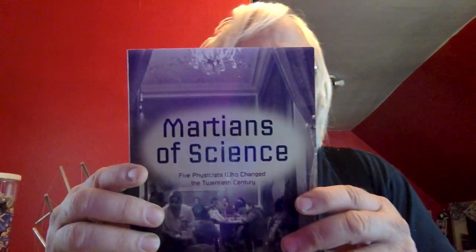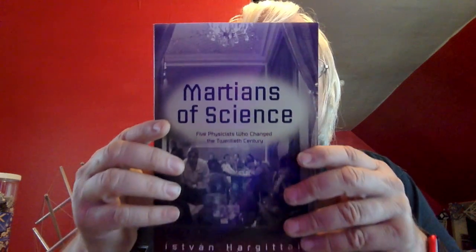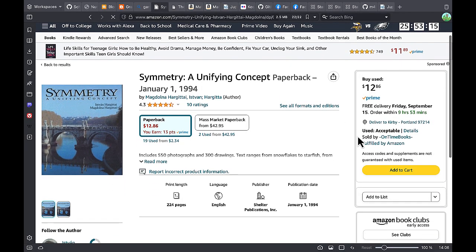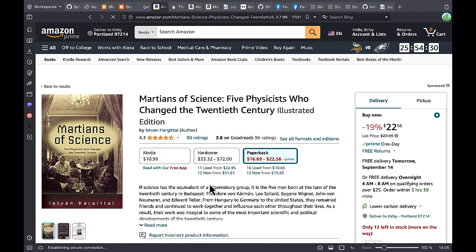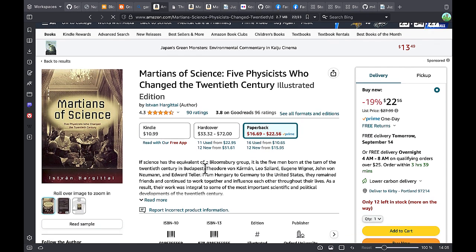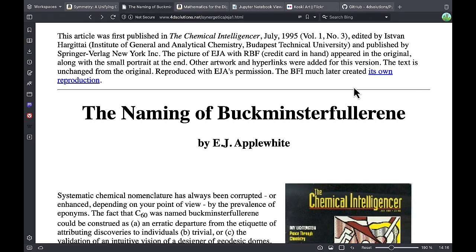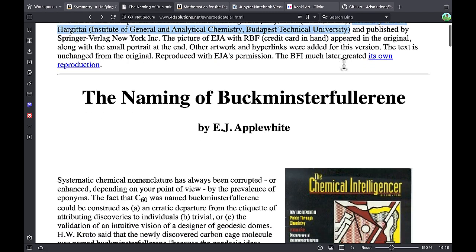And finally, this final book I want to mention, The Martians of Science. Now, this is by a guy named Istvan Hargitay, and somewhere I have his book on symmetry, which I think he wrote with his wife. This one, though, is about Hungarians and the tremendous difference a certain generation made. If you've seen the movie Oppenheimer and you remember the Edward Teller character in there, people who came from Hungary who made a huge difference to American technological evolution, I guess you could say.